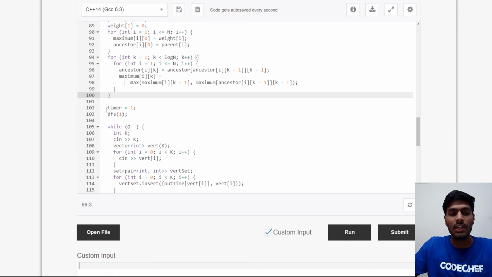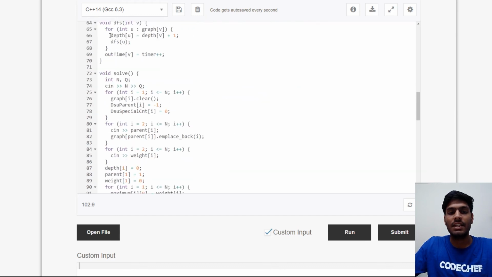After that, we have kept the global variable timer to be 1. This will be required for the Euler path, and we then initiate this DFS routine, which essentially calculates the depth of each vertex and also the out time for the Euler path.